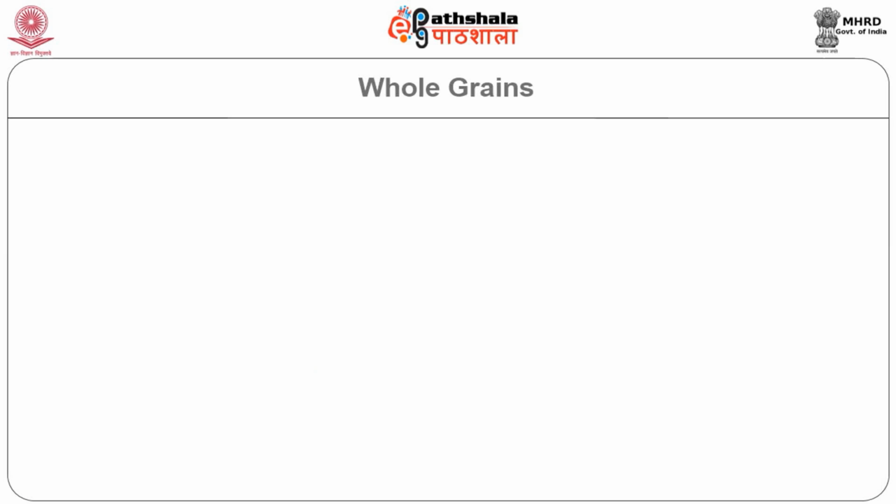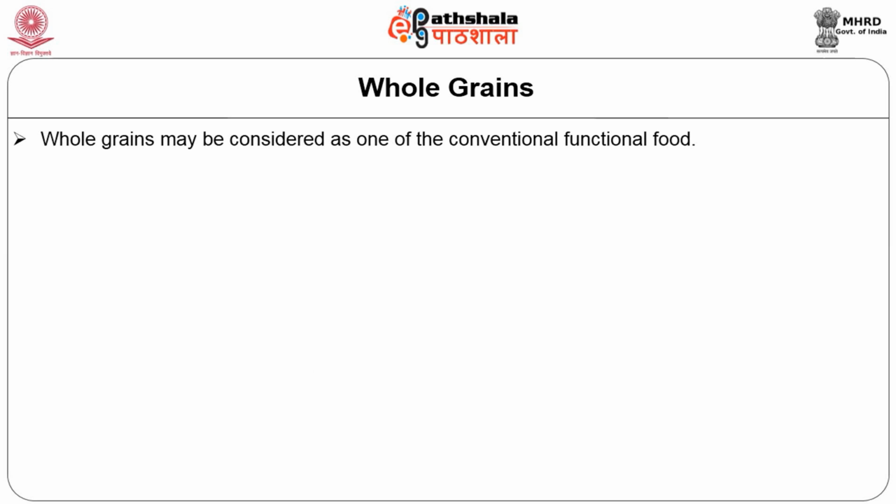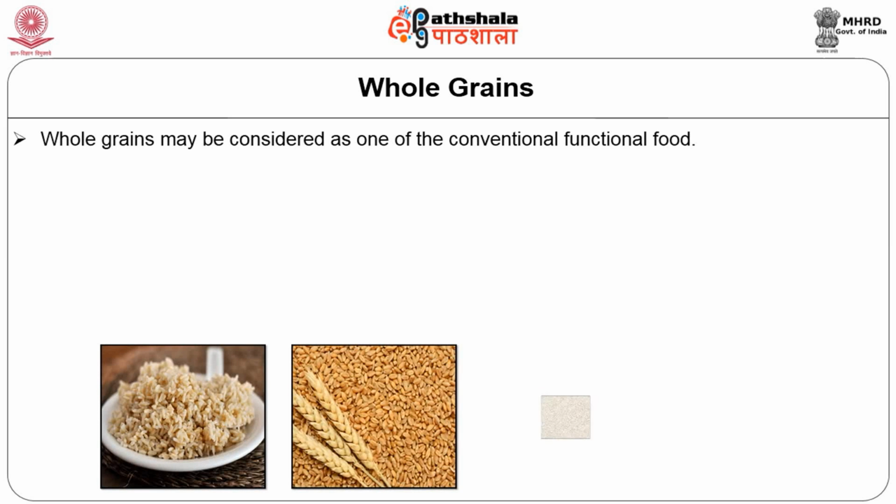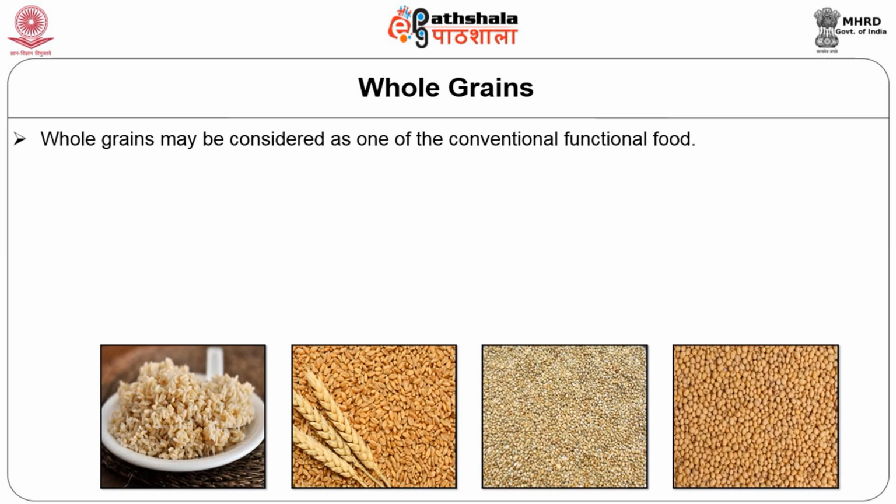Whole grains are examples of the conventional functional food. Now the use of minor millets is gaining a lot of popularity, and they are being used to prevent or manage particularly the diabetic condition. Brown rice, wheat, minor millets like sorghum, bajra, are now therefore considered as functional foods, and their consumption in different forms is increasing.